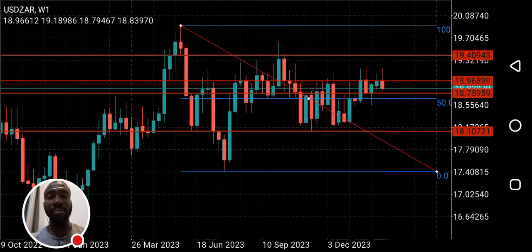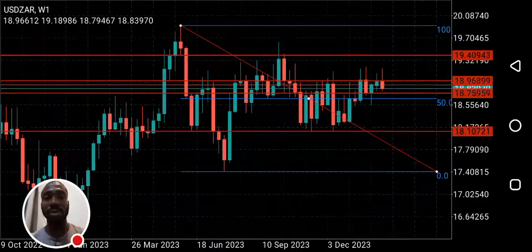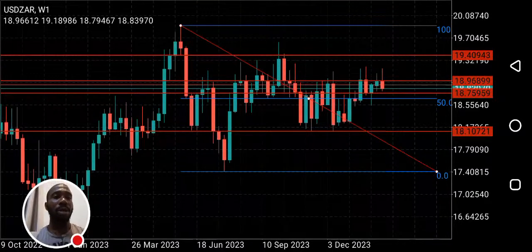Very important. The reason most traders lose money is because they don't know how to manage risk. Most of them don't use stop loss. Some who apply stop loss, most times they adjust it when the market is going against them, and before you know it, their account is gone. Always use stop loss, please. Okay, so that's my take on USD ZAR.